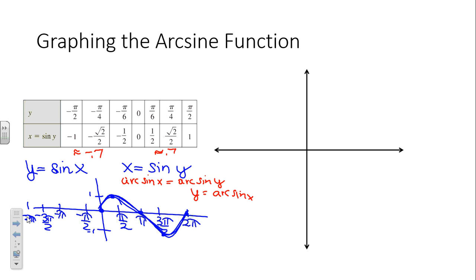So let's think about what this is going to look like now. My x is going to be a negative 1 and a negative 0.7 and a negative 0.5 and a 0, right? So we'll have a negative 1, negative 0.5, here's my 0, here's my 0.5, and here's my 1. And my y is going to be the negative pi over 2, the negative pi over 4, the negative pi over 6, and so on, right? So when x is a negative 1, y is going to be down here at a negative pi over 2.